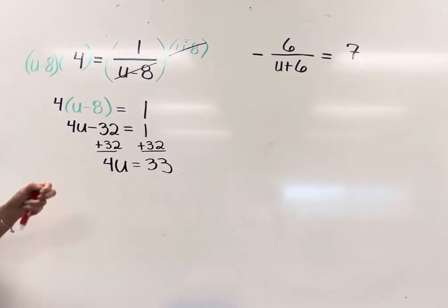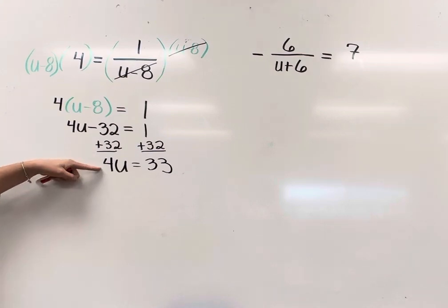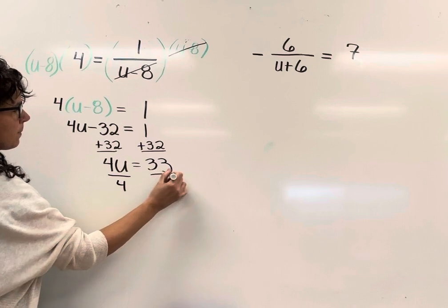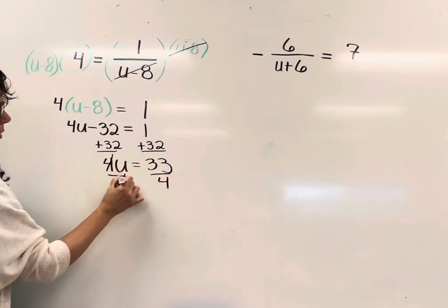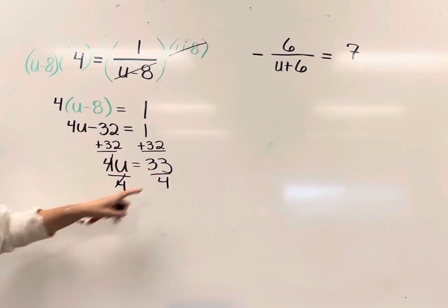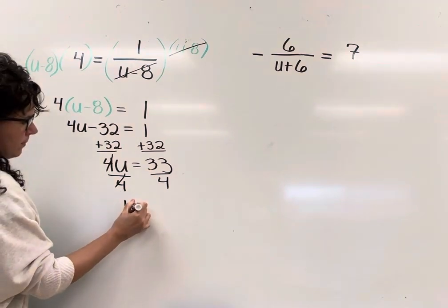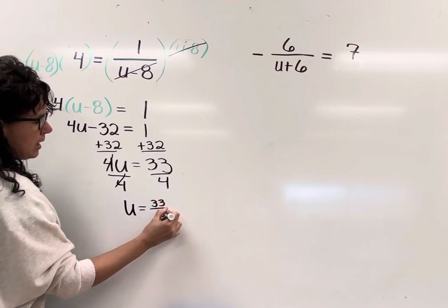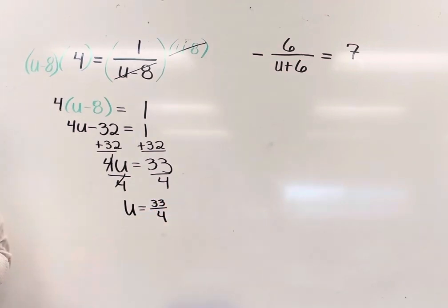And then finally, I'm going to get rid of this multiply by 4 by dividing by 4. It's okay that the 4 doesn't fit into 33. So we're just going to say our answer is the fraction 33 over 4.